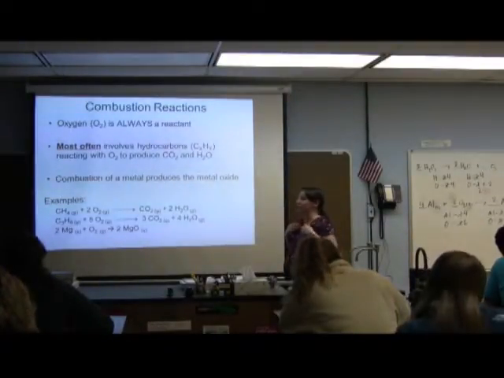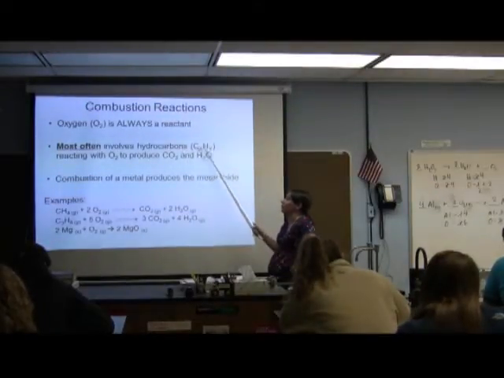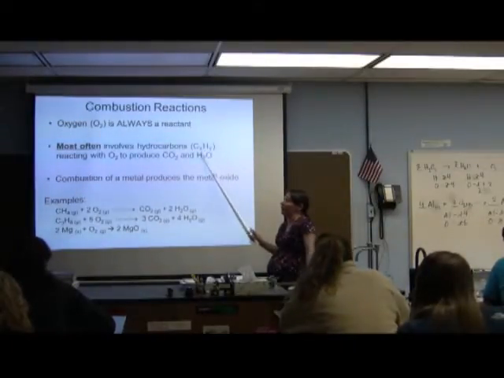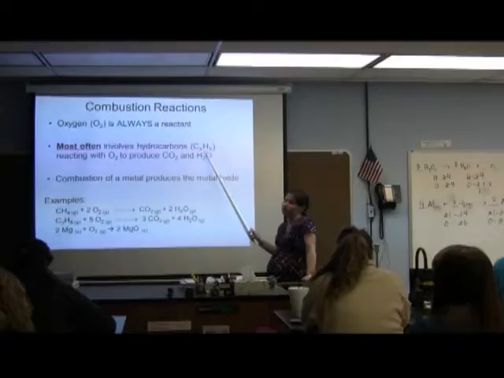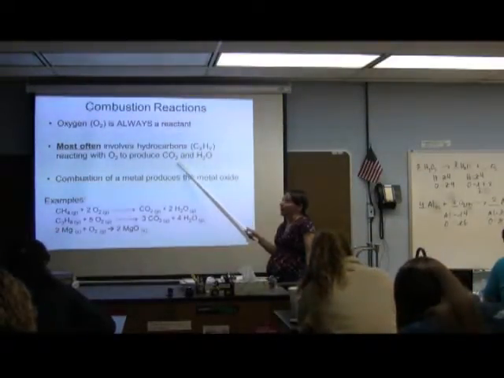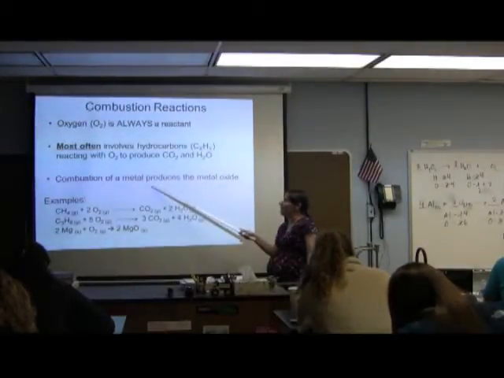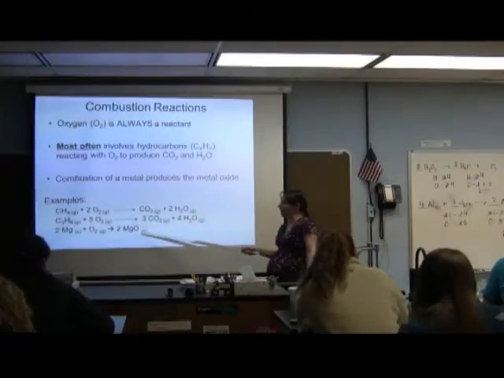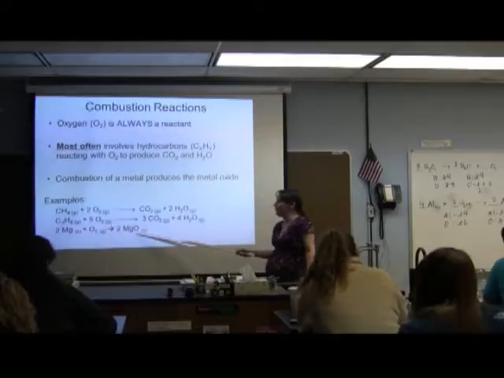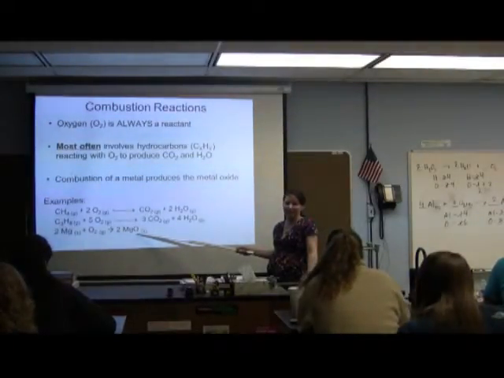If you're doing combustion of a hydrocarbon, and a hydrocarbon is a molecule composed only of carbon and hydrogen, all right, C_xH_y, where x and y are just whatever those subscripts are. If you're combusting a hydrocarbon, your products are always going to be CO2 and H2O. If you're combusting a metal, though, you're going to get a metal oxide. Because think about it. Can I produce CO2 and H2O if C and H are not reactants?